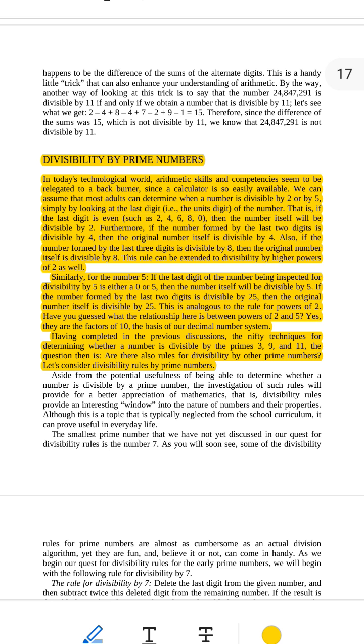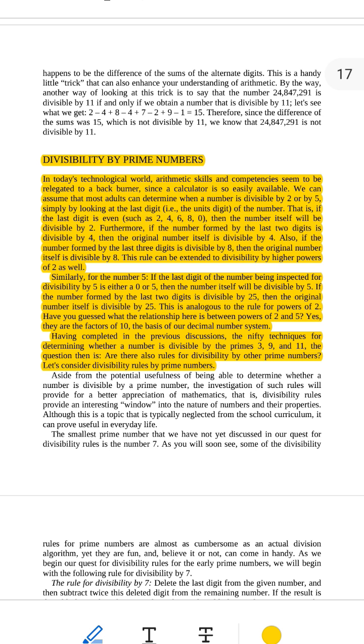Since 48 is divisible by 8, the whole number is divisible by 8. Example 2: 2365. The last three digits are 365. Since 365 is not divisible by 8, the whole number 2365 is not divisible by 8.